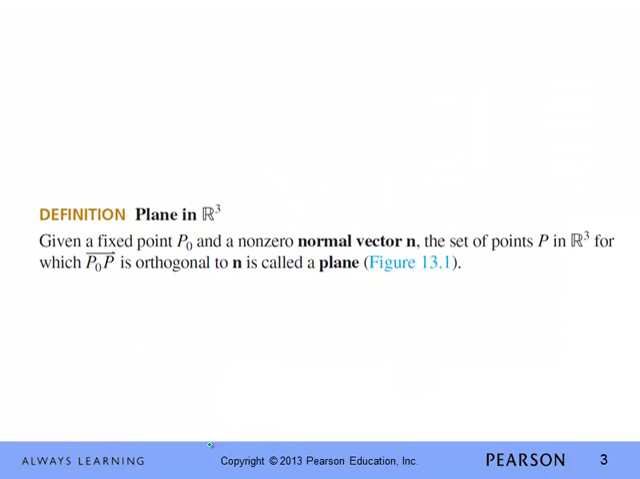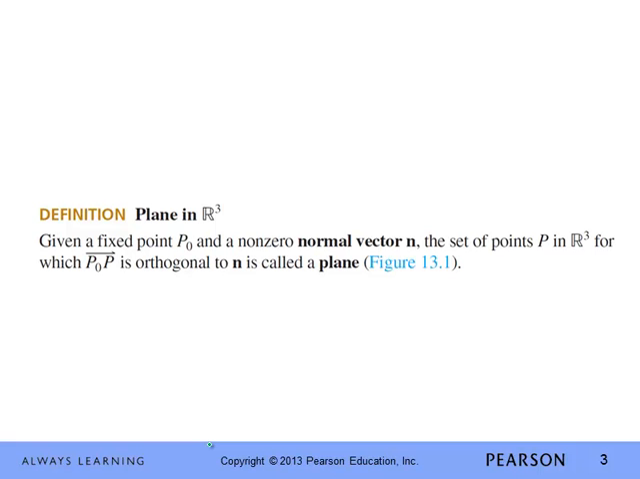What we're going to talk about as our first topic is planes in 3 dimensions. Now, the plane in 3 dimensions is analogous to a line in 2 dimensions. Remember, what you needed to define a line in 2 dimensions was a point and a slope, right? Well, something similar for the plane. We need a normal vector and a point. The normal vector basically gives us a direction.